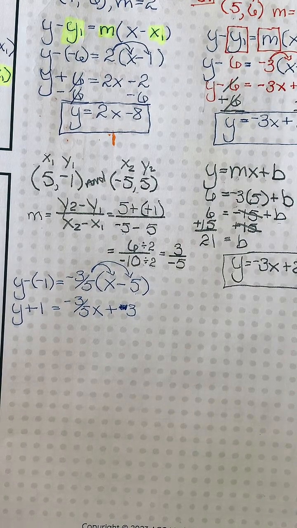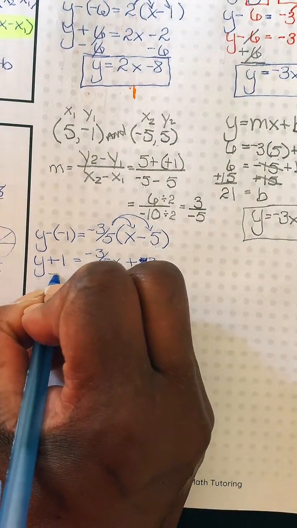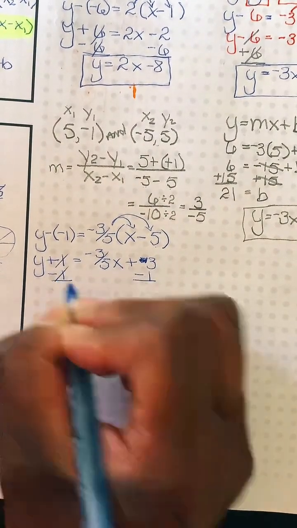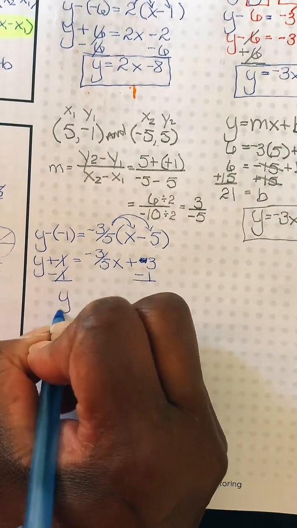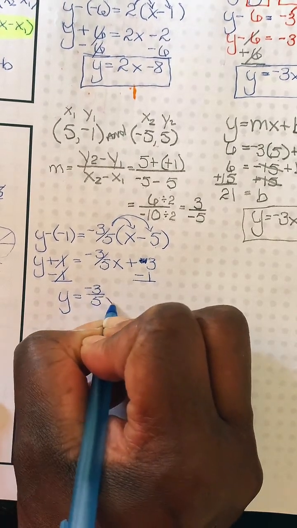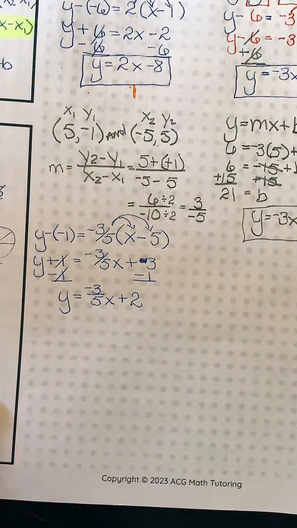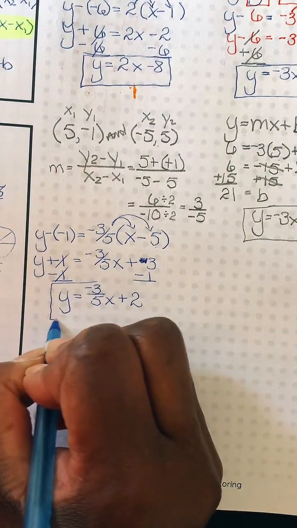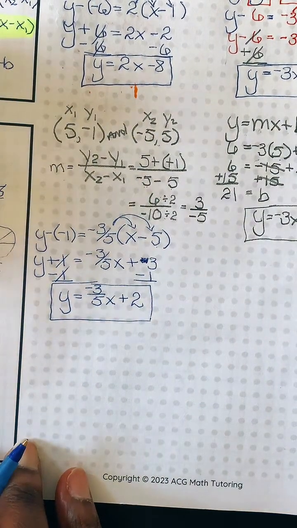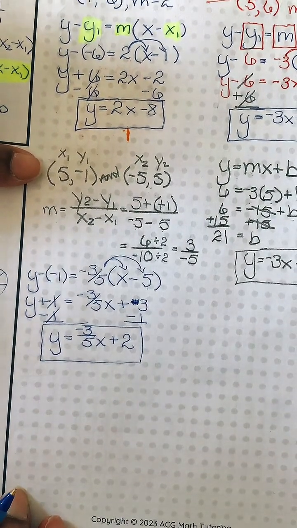Do we have to get y by itself? Yes. So that means we have to subtract the 1 on both sides. So that will give us y equals negative 3/5 x plus 2. Okay, so then this would be the equation of the line, okay, that passes through these 2 points.